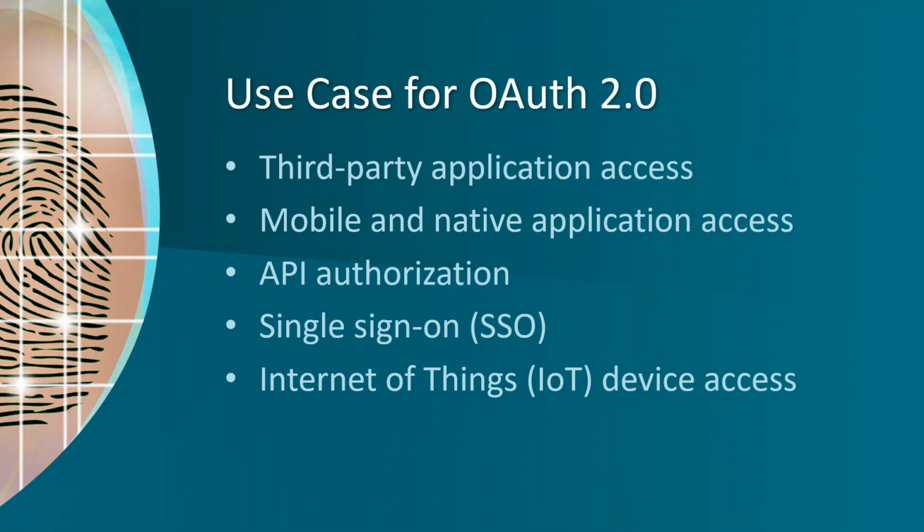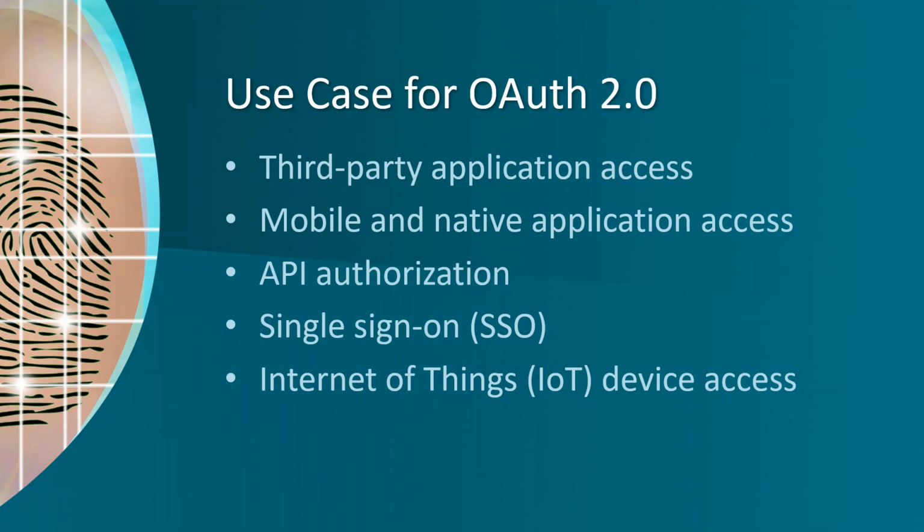Mobile and native application access. OAuth 2.0 enables secure access to resources from mobile and native applications. This allows users to access resources from their smartphones and tablets without compromising security. OAuth 2.0 can be used to authorize access to APIs, allowing developers to build applications that interact with third party systems and services. This enables the creation of powerful integrations between different systems and services.